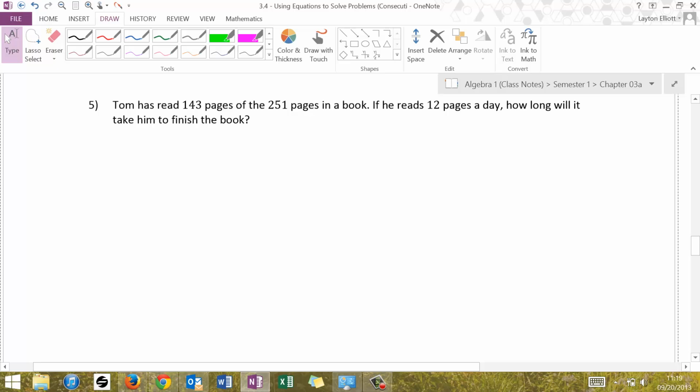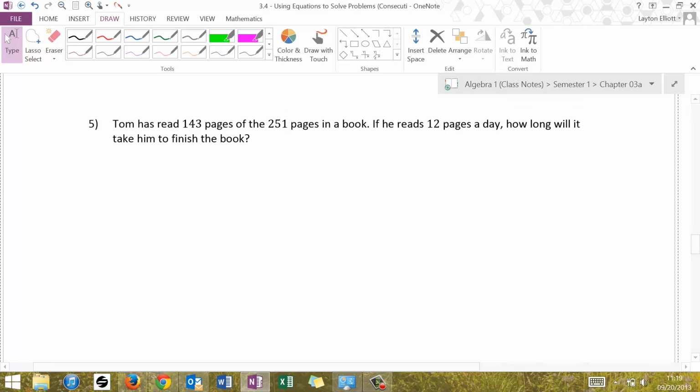So Tom has to read 143 pages of the 251-page book. He reads 12 pages a day. How many days will it take? Notice how I said how many days? We're going to let D equal number of days to finish the book.